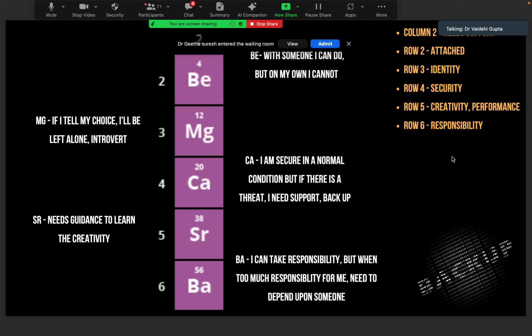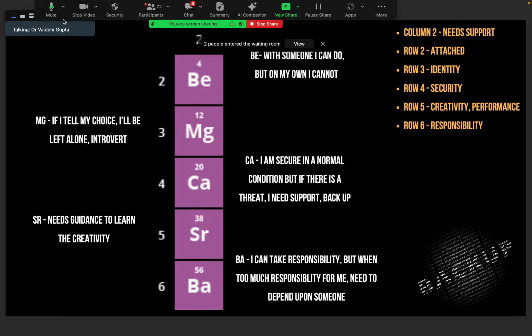Now column 2. Beryllium, they just need a backup in the entire row, but there will be certain differences. Beryllium just needs support. If someone is with me I can do it, but on my own I cannot. So he wants there to be someone with whom I can do something, otherwise all alone I can't.